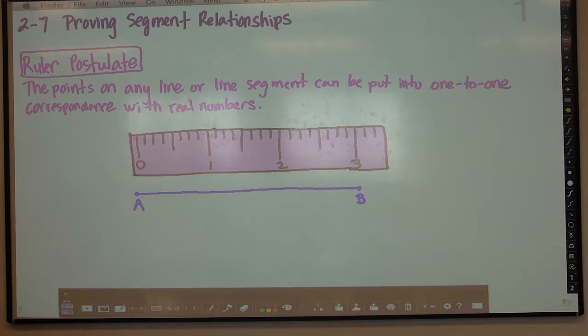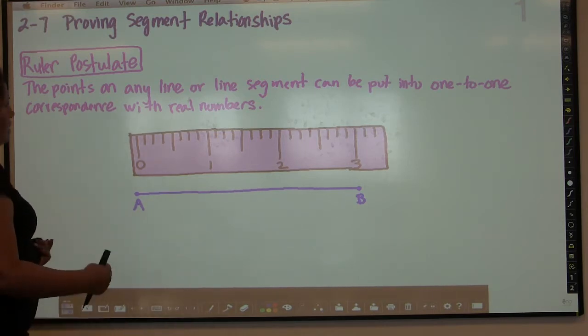And so the first postulate is what we call the ruler postulate. The ruler postulate states that the points on any line or line segment can be put into one-to-one correspondence with real numbers. Now that might sound very technical, but you've already used the ruler postulate in the past. In lesson 1-2, we measured segments with a ruler by matching the mark for 0 with one of the endpoints and then finding the number on the ruler that corresponded to the other endpoint. And that basically is how the ruler postulate works.